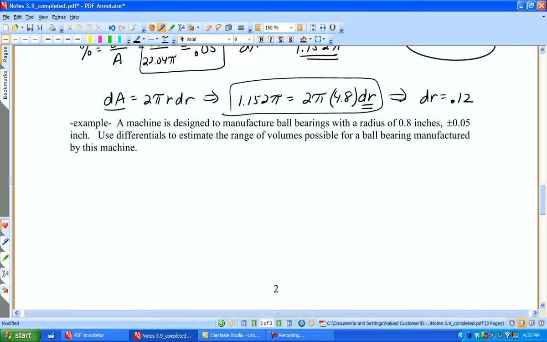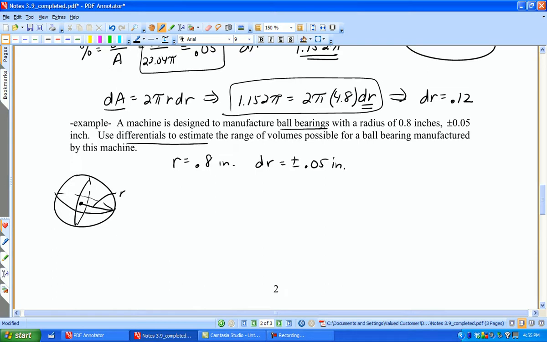Similar. A machine is designed to manufacture ball bearings. Those are spherical, so I'll sketch myself a little sphere here. The sphere has a radius of 0.8 inches. So my radius is measured to be 0.8 inches, but there's some error. The error is the differential for the radius, which is plus or minus 0.05 of an inch. Use differentials to estimate the range of volumes possible for a ball bearing manufactured by this machine. If there's an error in the radius, then there's an error in the volume, and I want to know what's the largest possible volume and what's the smallest possible volume.